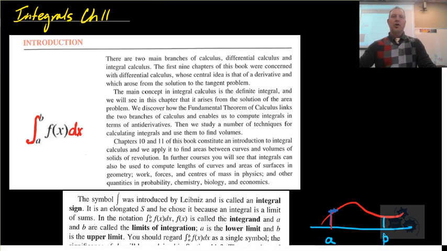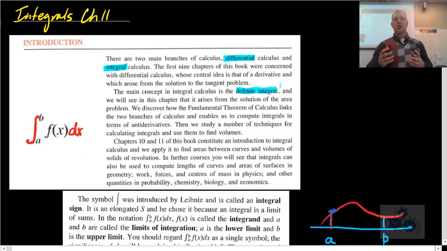As you know, there are two main branches of calculus, which we've talked about before: differential calculus and integral calculus. We've talked about both of those, and we're just getting into the integral calculus. The main concept in integral calculus is the definite integral.